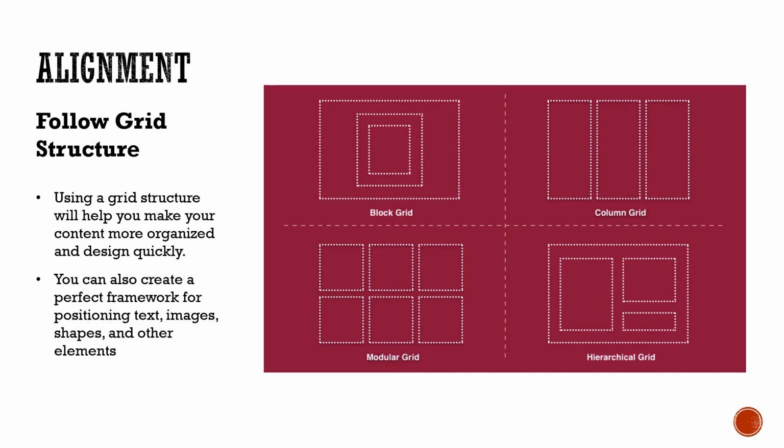Now, a grid structure refers to a pattern where horizontal and vertical lines cross over each other, creating a series of squares and rectangle forms or blocks. Using a grid structure will help you to make your content more organized and design quickly. Think about Bootstrap. You can create this perfect framework using Bootstrap for positioning text, images, and shapes and other elements.